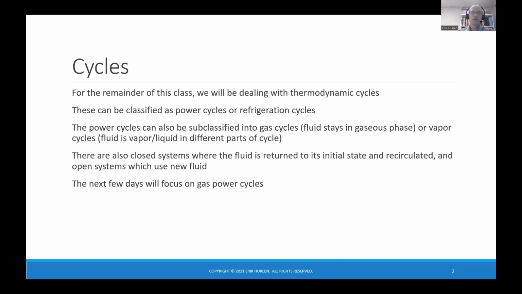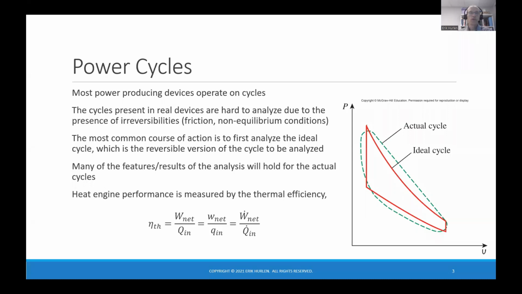Today and the next few videos will focus on various common gas power cycles. This video will focus on gas power cycles in general and get to the simplest version of a gas power cycle called the Carnot cycle. Most devices that produce power operate on cycles. In real devices, there are always going to be some irreversibilities and inefficiencies. A much easier scenario to analyze is the reversible version of the real cycle. This is called the ideal cycle. This actually ends up being not a bad approximation in many cases, and many of the features and results of the analysis for the ideal cycle will still hold for the actual cycle.